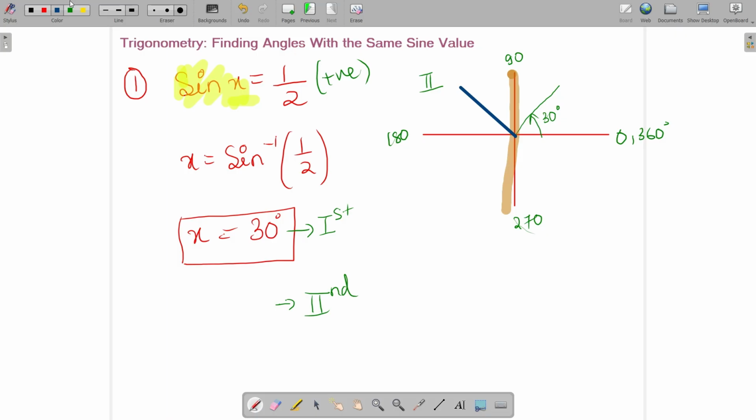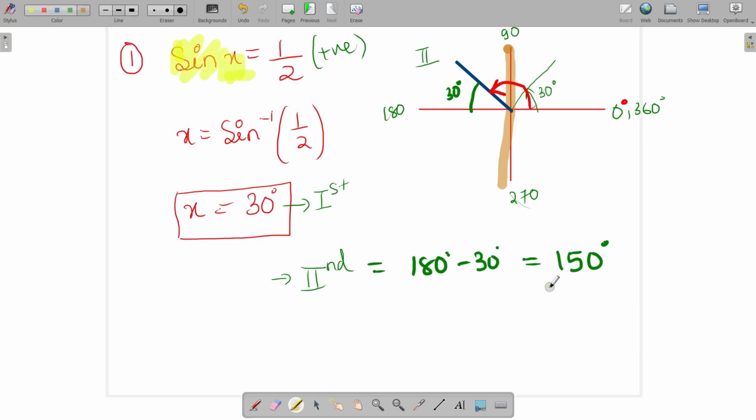Now, we measure angle always in anti-clockwise direction and we always start from 0 degree. So that means from here to here is the angle that I need to find. What will be this angle? Since we applied reflection, won't this angle be 30 degree? But we measure angle from 0 degree. So what will be the answer? It will be 180 minus 30. That is equal to 150 degree. That is the other angle that we need to find.